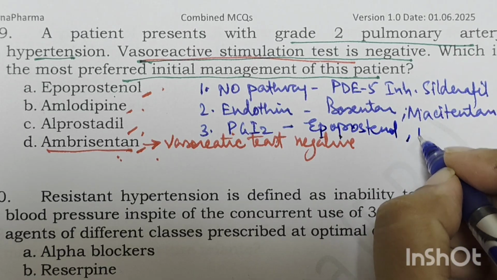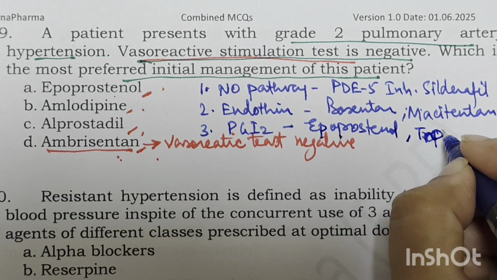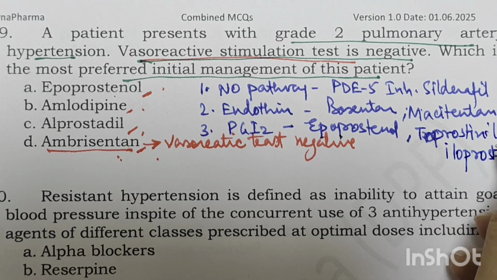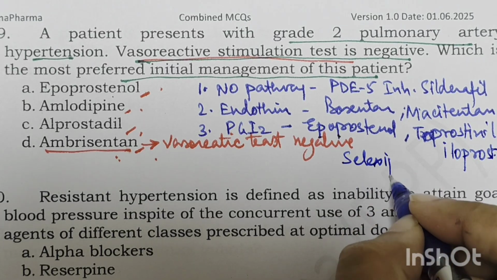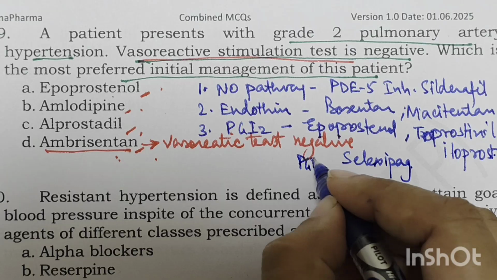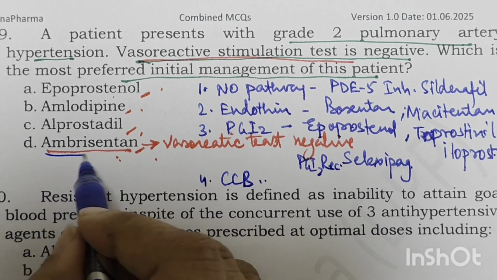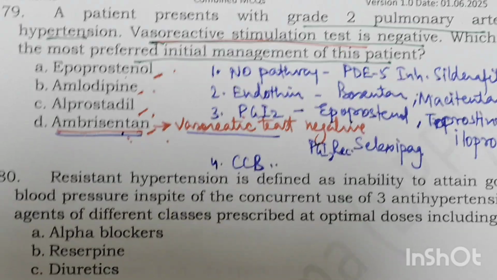epoprostenol, then treprostinil, iloprost, and selexipag, which is a prostacyclin receptor analog. Then we have CCBs also. So when vasoreactive test is negative, we use ambrisentan.